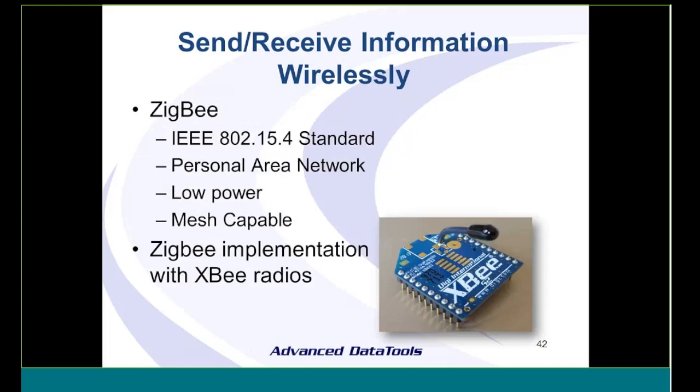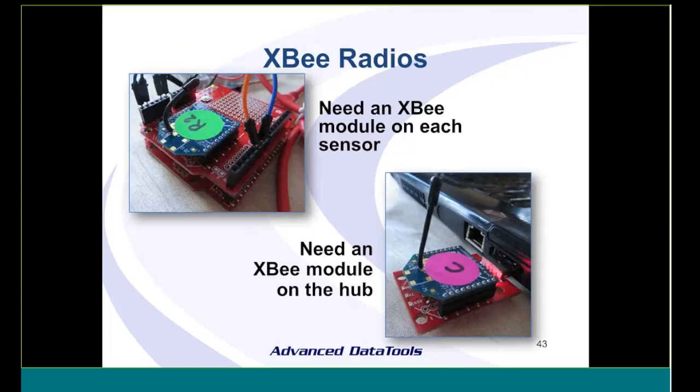Now, I started exploring ZigBee, which is a low-power radio technology that you can use to create a mesh network. There's a picture there of the XBee, a little radio module. And that's how I connect all my sensors to the Beaglebone. So you need an XBee on each of the sensors that you want to connect wirelessly, and then one on your gateway.